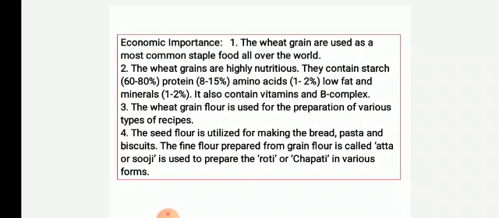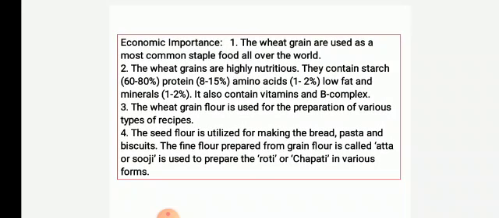In the next slide, we will see about economic importance of wheat. The wheat grains are used as a most common staple food all over the world. The wheat grains are highly nutritious. They contain 60 to 80% starch, 8 to 15% protein, 1 to 2% amino acids, low fat and minerals. These are 1 to 2%. It also contains vitamins and B complex.